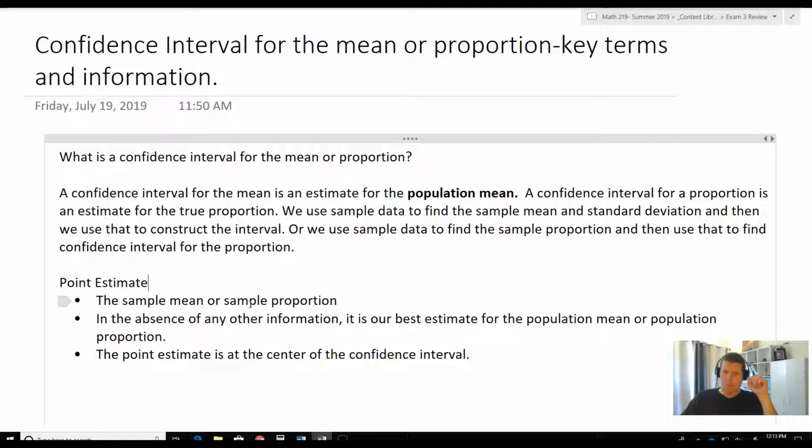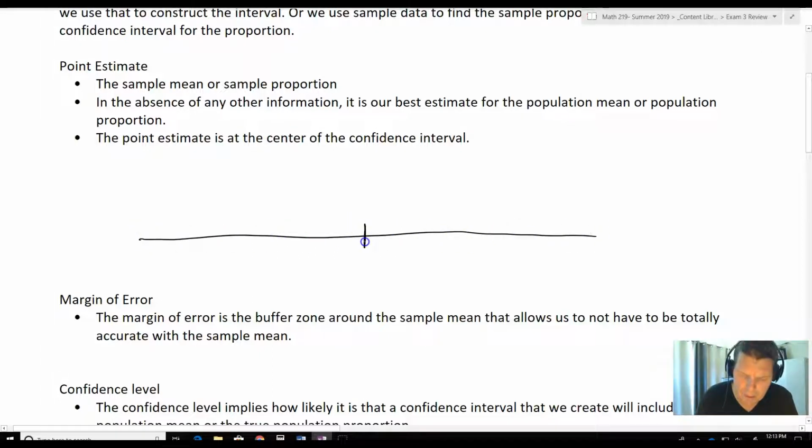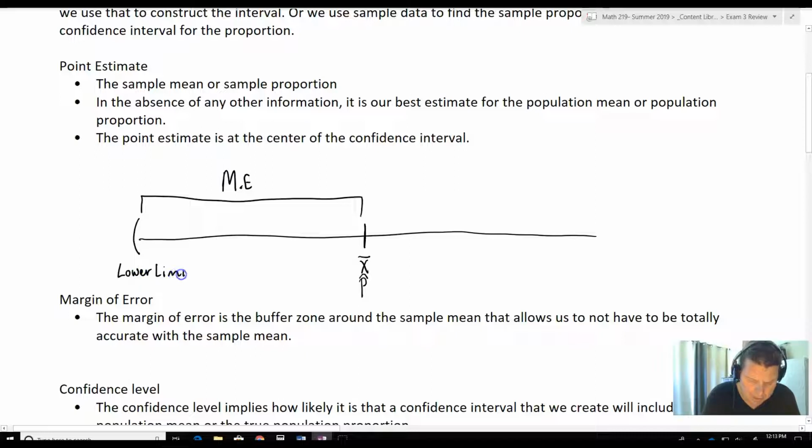So what we want to do is construct this interval. And this interval is going to allow us to have what we call a margin of error. So in the middle, we're going to have x bar, or we're going to have p hat. That's what's at the middle, and that's called our point estimate. And then if we go in the negative direction a certain amount, we get this thing called the margin of error, and that's how far away we are from our sample mean to the lower limit. So down here we have the lower limit of our interval.